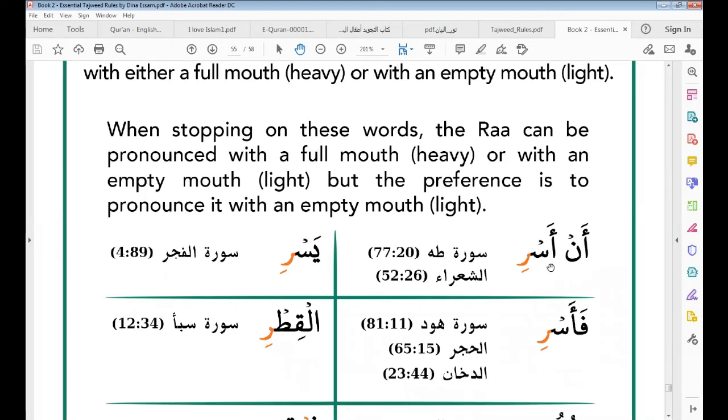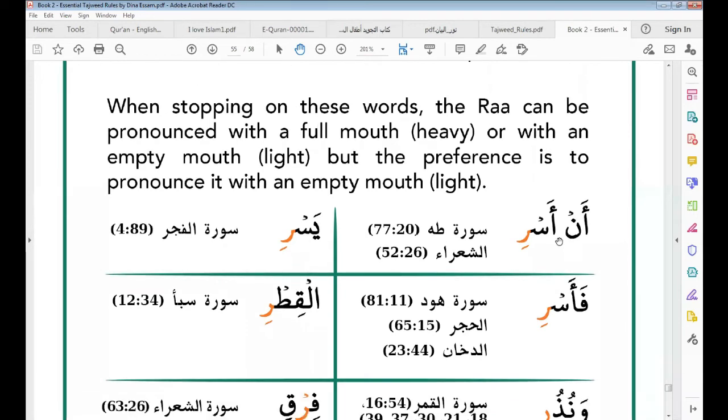An asri, we can say an asri or an asr. If we stop, it will be heavy. An asr, we can say it like this, but it's better to say an asri, an asr with light. Yusr, yusr. The first one is heavy and the second one is light.